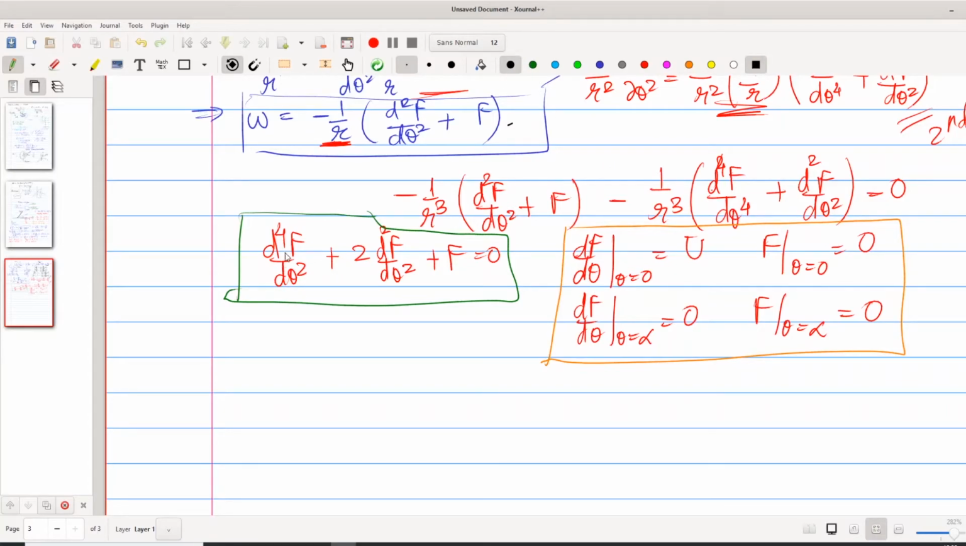So what is the solution for this? We can assume that the solution is of the form f equals e to the power m theta. So what do we have? m to the power 4 plus 2m squared plus 1 is equal to 0. Essentially (m squared plus 1) whole squared is equal to 0. So the roots are repeated roots, plus minus i, repeated.